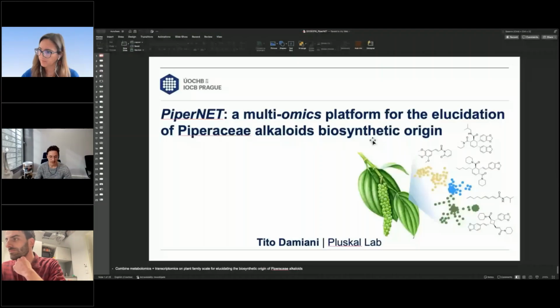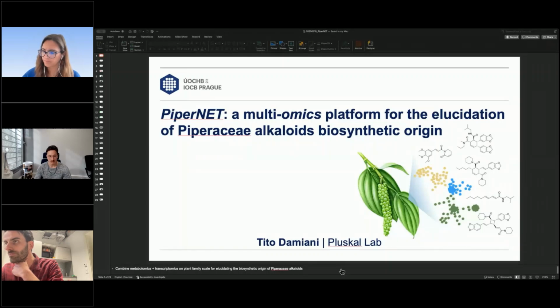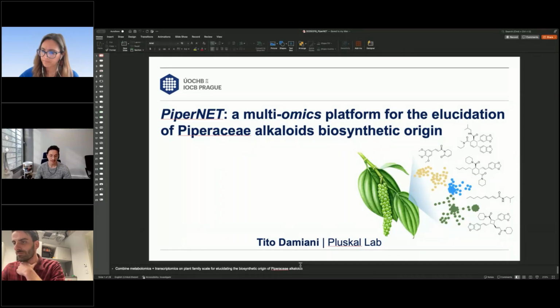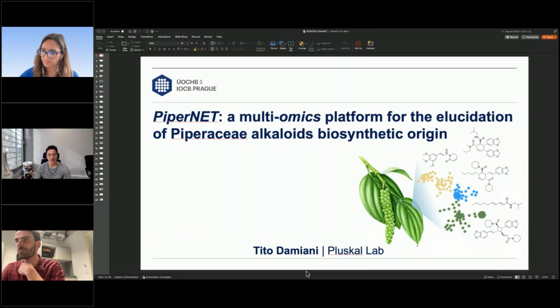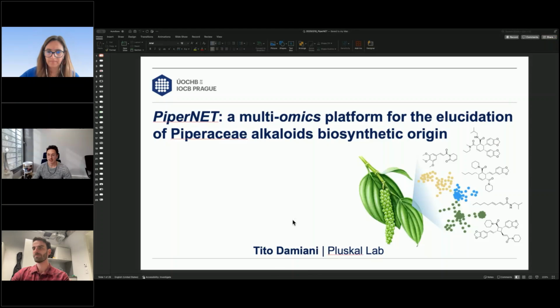Tito Damiani is a postdoctoral fellow at the Institute of Organic Chemistry and Biochemistry of the Czech Academy of Sciences in Prague. Tito works on the biochemistry of plant-specialized metabolites in the renowned Tomáš Tuškal group, and will present PipeNet, a tool for multi-omics approaches. Tito, the floor is yours.